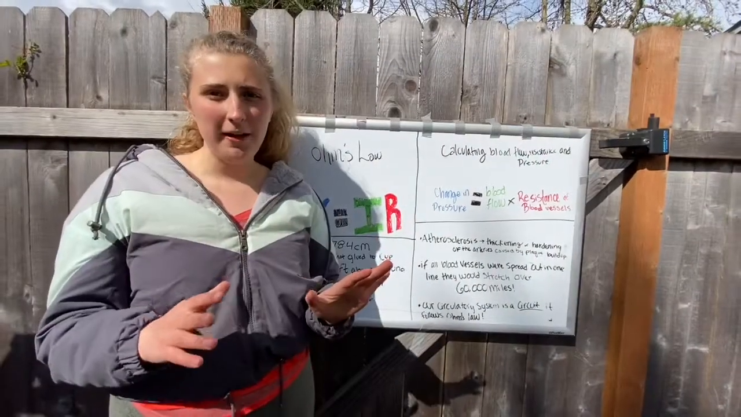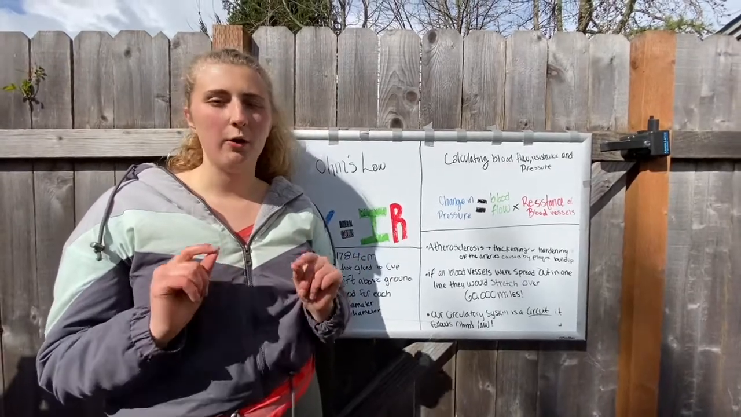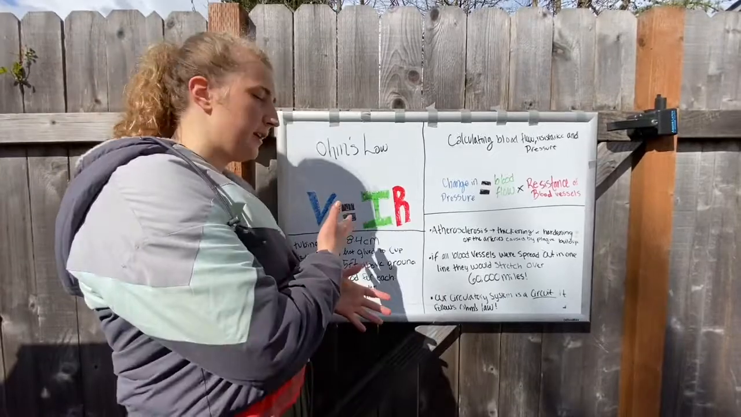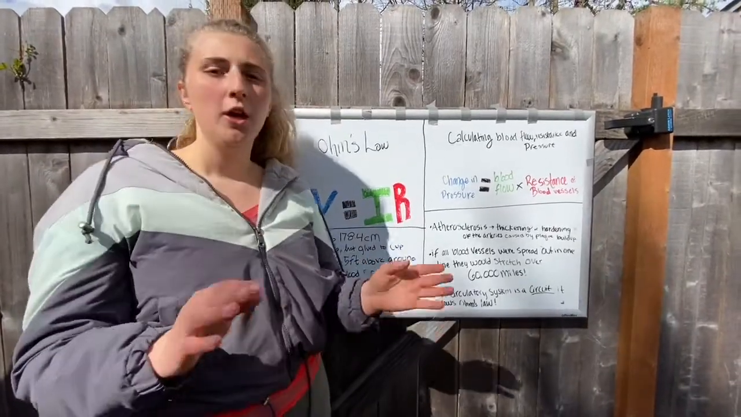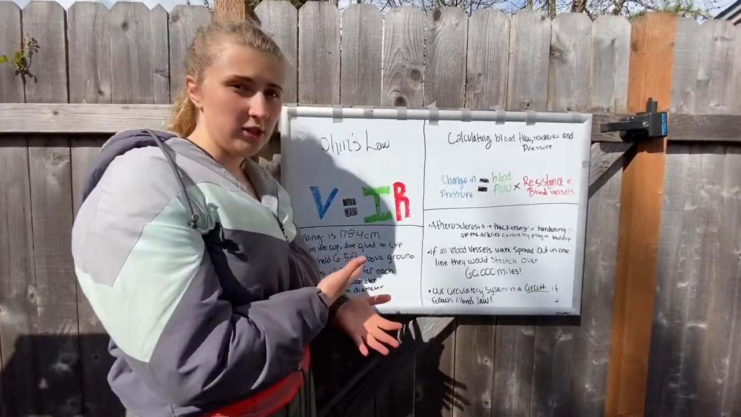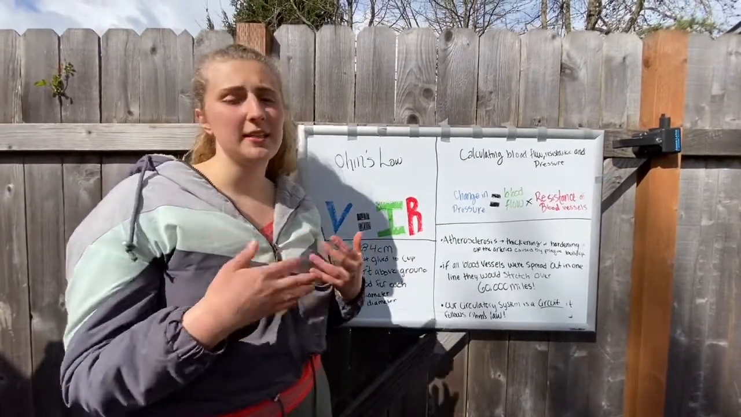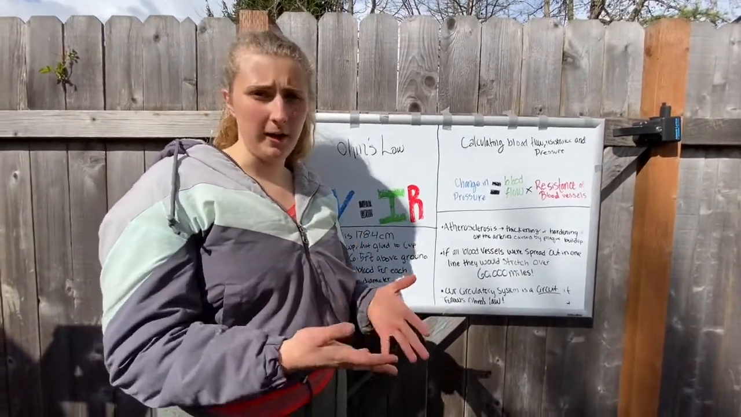Okay, so now we're in my backyard and we're going to talk a little bit more about how Ohm's law applies to each of us. Ohm's law is voltage is equal to current times resistance. Again, voltage is the change in electric potential, current is the flow of the charge, and resistance is the amount of resistance it has to overcome.